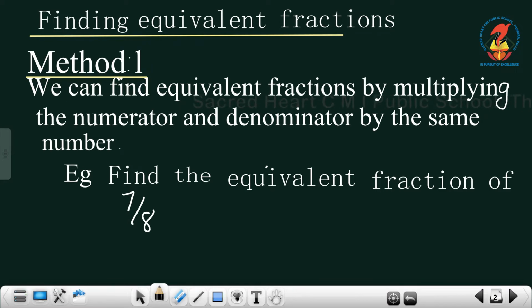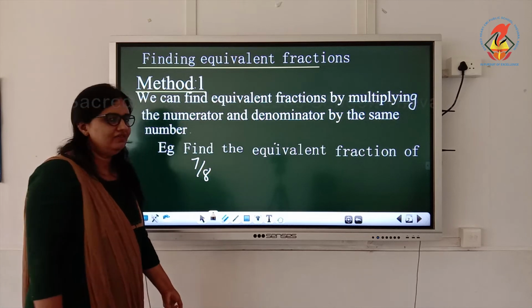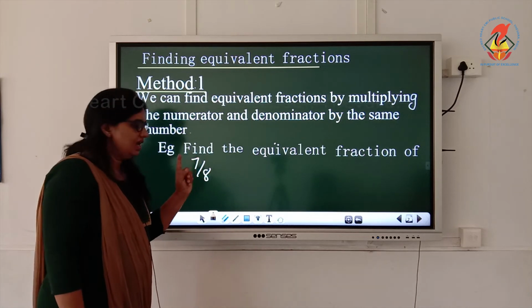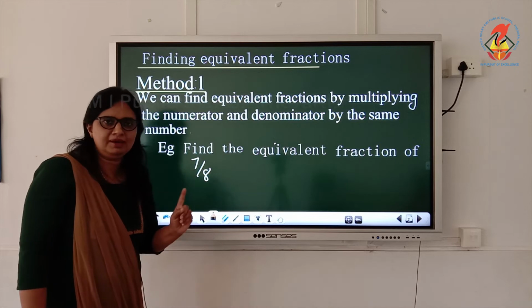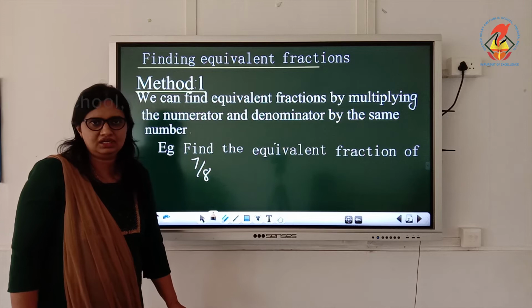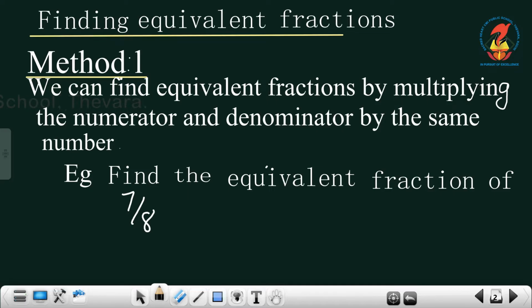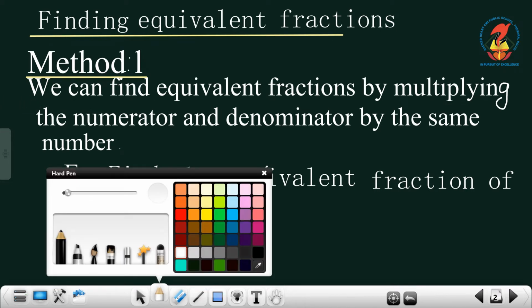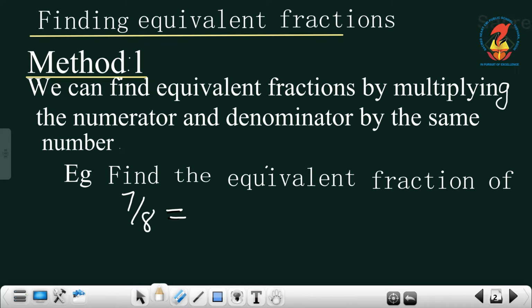Find the equivalent fractions of 7 by 8. How can we do that, children? We need to multiply the numerator and denominator by the same number. You will get the equivalent fraction for 7 by 8. 7 by 8 equals, we need to multiply the numerator 7 by 2 and the denominator by 2. What will you get here?